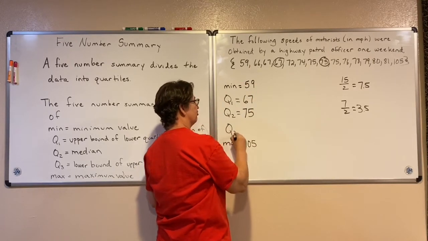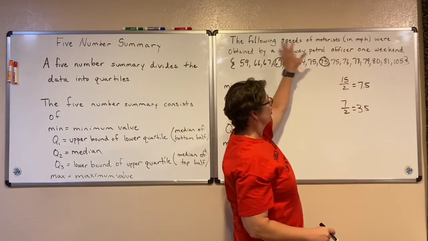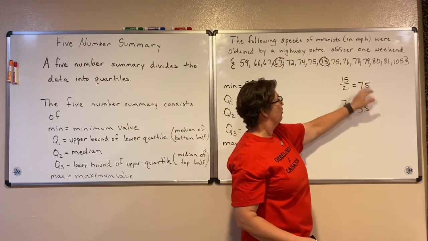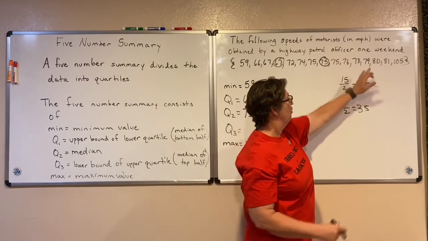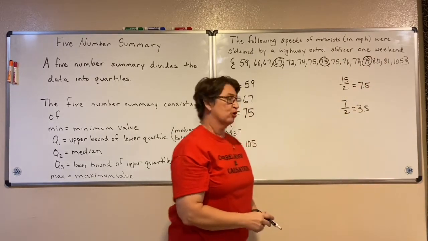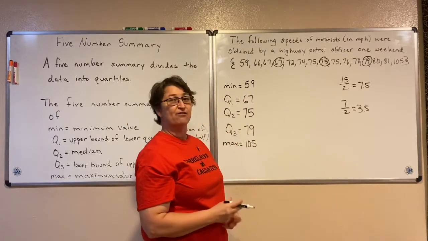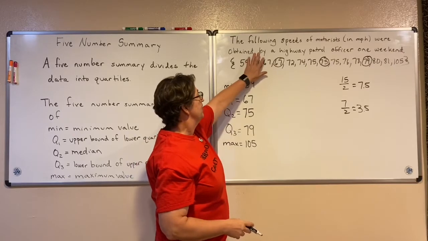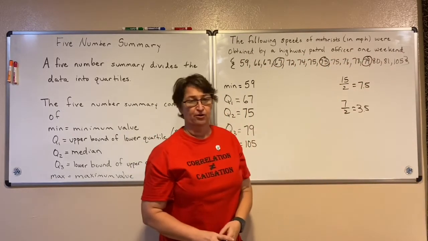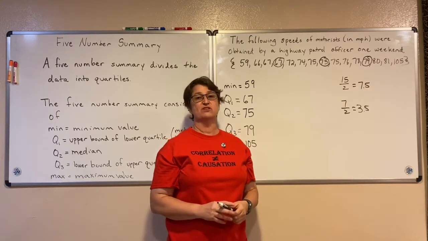Now, our Q3 is just the median of our top half. So ignore this bottom half and just look at this. And again, it should be that 4th one. 1, 2, 3, 4. So this 79 is now our Q3. 79 is our Q3. We've now divided our data into fourths. Here's 1, 2, 3, 4 parts there. So we've divided it into quartiles. That's what that 5-number summary does.